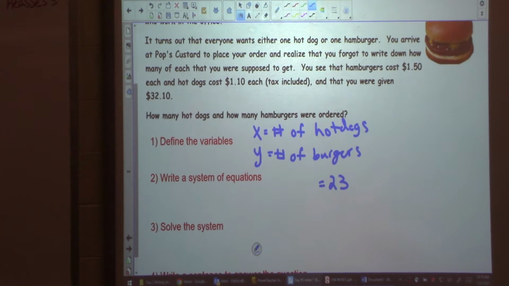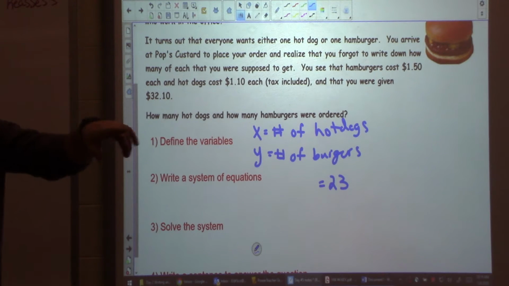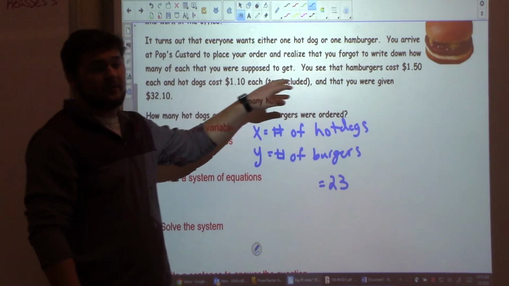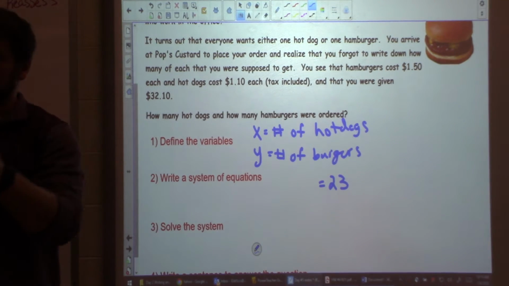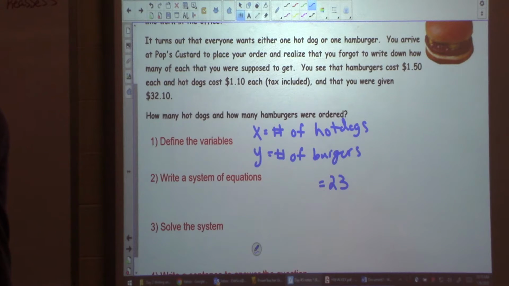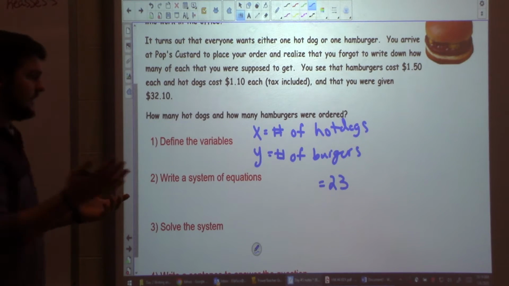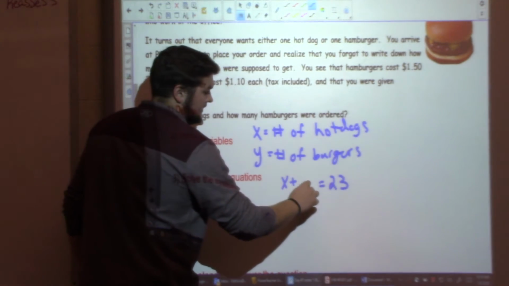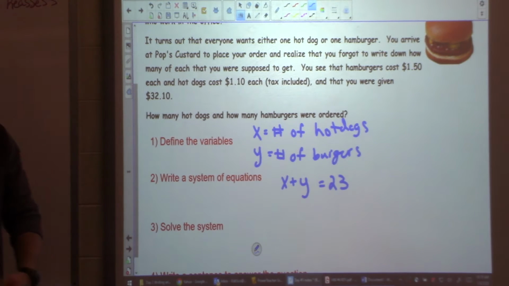The $1.50 and $1.10, that's talking money, right? We're just talking about quantity right now. x plus y, the number of hot dogs plus the number of hamburgers needs to equal 23. So x plus y has to equal 23. Well, that's the quantity part of it.